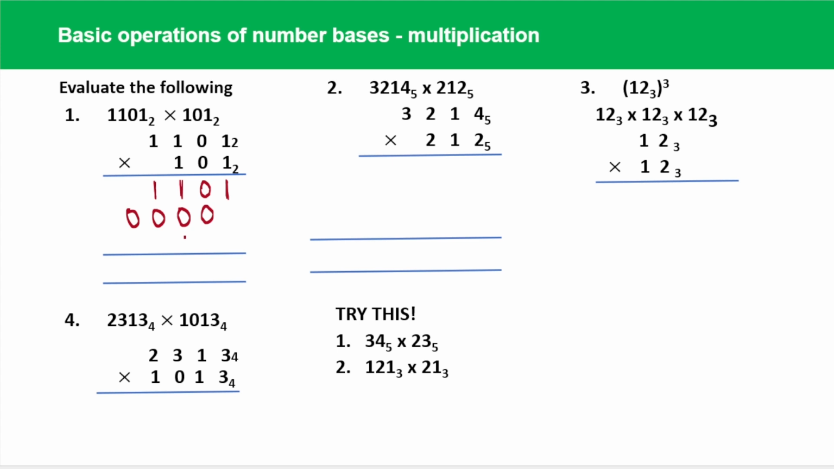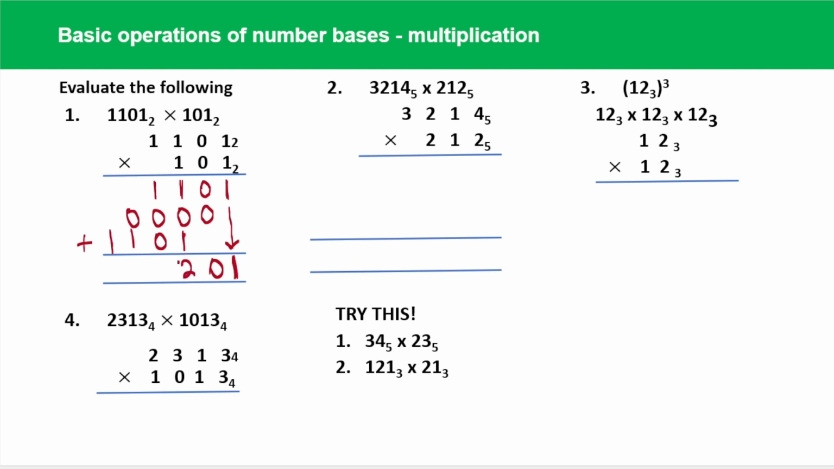And then for the last line of multiplication, we have 1 times 1. That is 1. 1 times 0, that is 0. 1 times 1, that is 1. 1 times 1, that is 1. Now we add all these numbers together. So 1 plus nothing will give us 1. 0 plus 0 will give us 0. 1 plus 1 will give us 2.